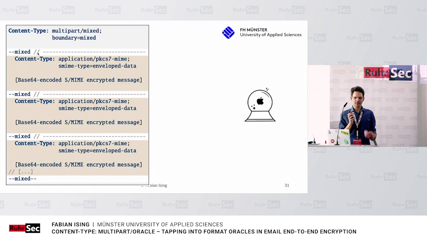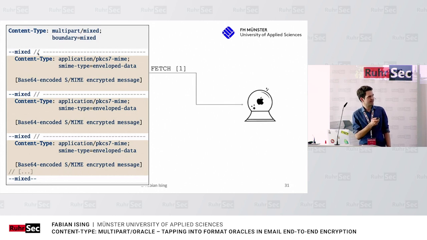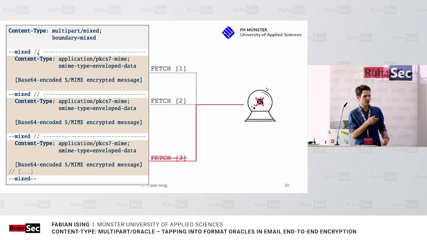So the oracle was a bit different than the one we expected. Instead of using multipart alternative, we had to use multipart mixed. Then when one of the mixed parts fails to decrypt, so we assume the client fetches this email. If it's correct, they fetch the next one. And if that is incorrect, so a format check fails here, it will simply not fetch the third one. And that is basically the oracle we have here.